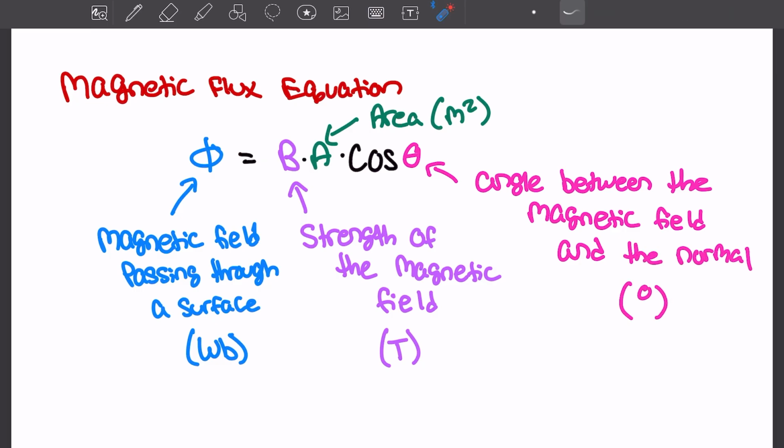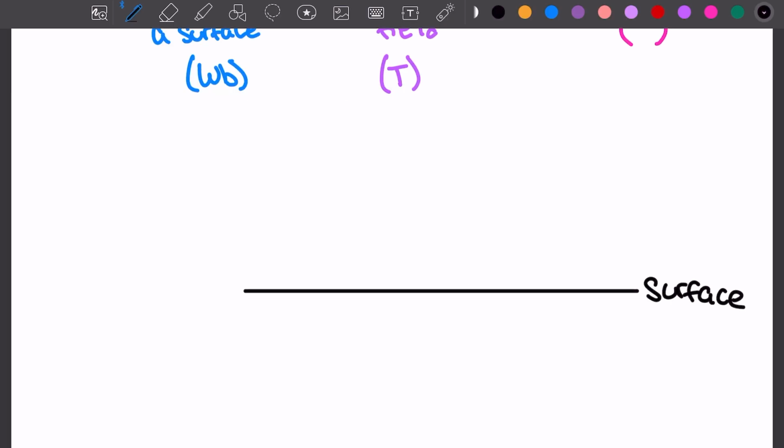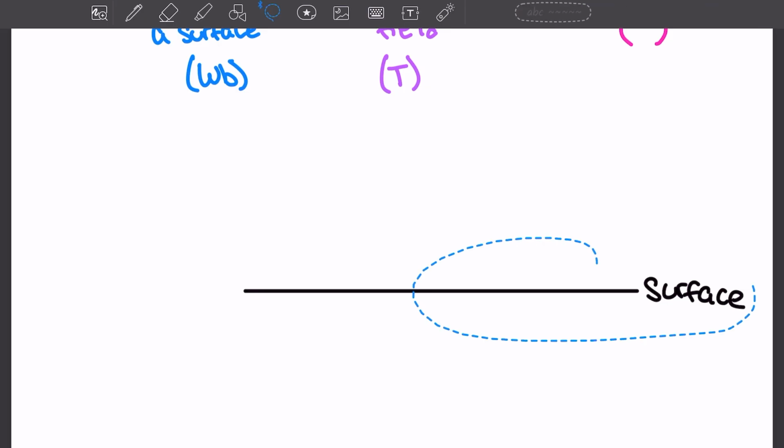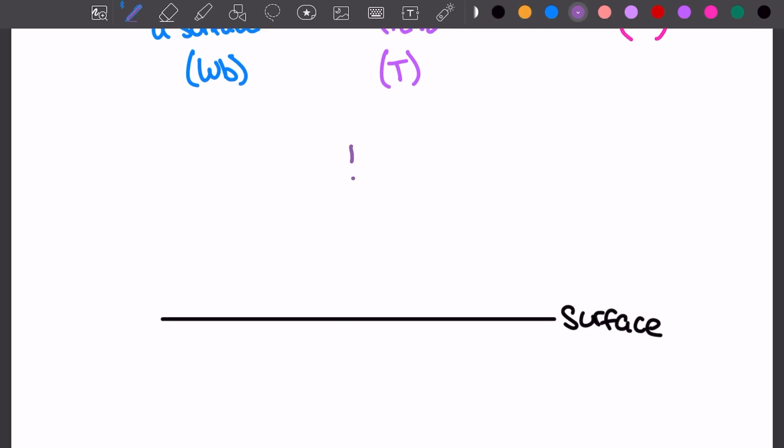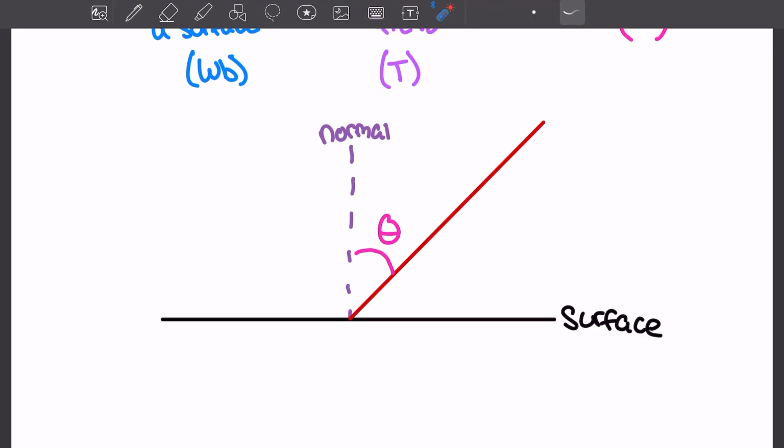Alright, let's go over what the angle between the magnetic field and the normal means. I'm going to draw out a surface, and in most cases, the surface is a floor. The normal is an imaginary line that is perpendicular to the surface. In other words, it forms a 90-degree angle. And this line over here represents the magnetic field. The angle that we're interested in is this one right here, the angle between the perpendicular line and the field. It's very important that when you're looking for the angle, you don't use the one between the field and the surface. This is not theta.